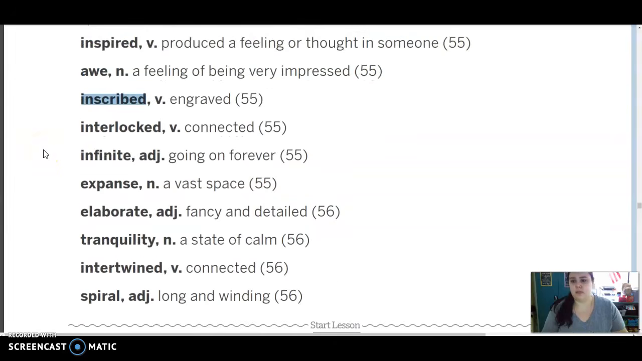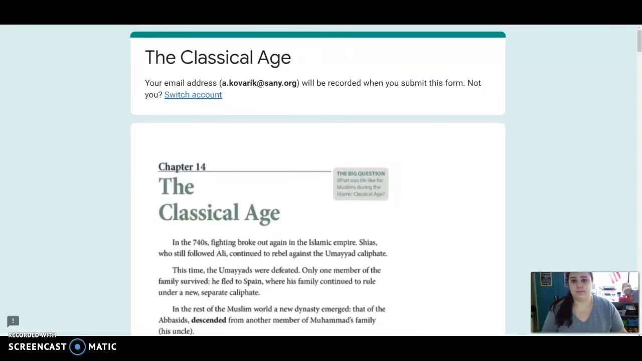Inscribed is a verb, which means engraved. Interlocked is a verb, which means connected. Infinite is an adjective, going on forever. Expanse is a noun, which means a large, vast, open space. Elaborate, adjective, fancy and detailed. Tranquility is a noun, a state of calm. Intertwined is a verb, which also means connected. And spiral is an adjective, which means long and winding.